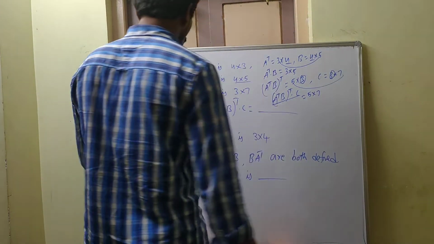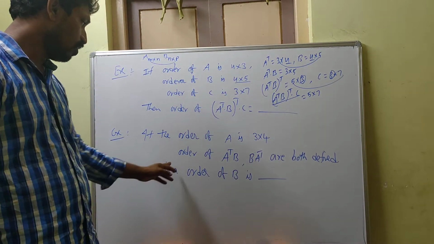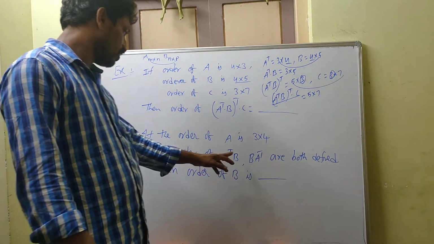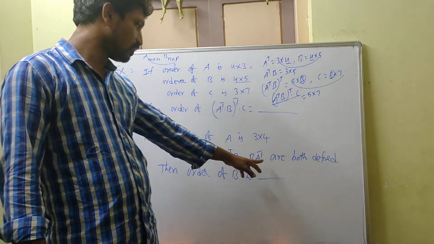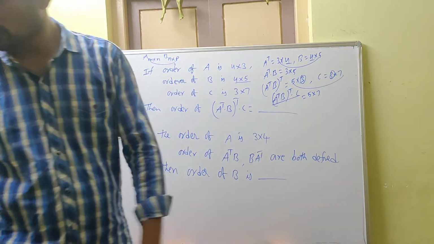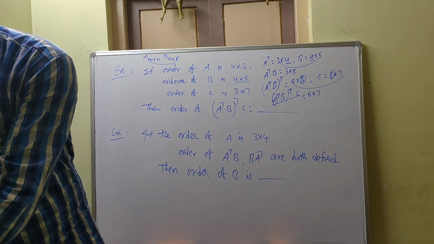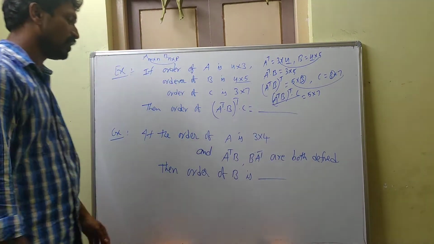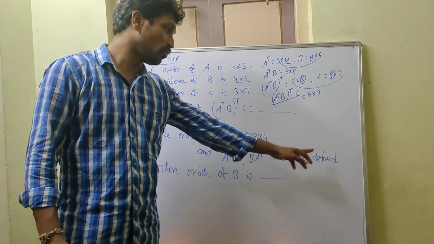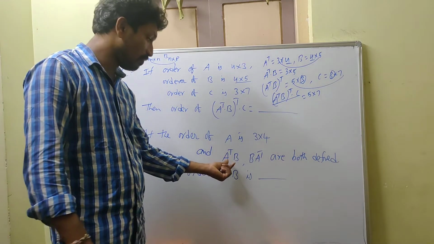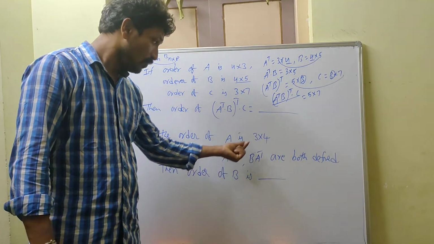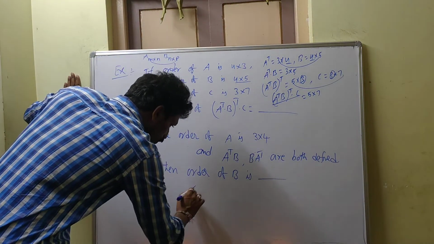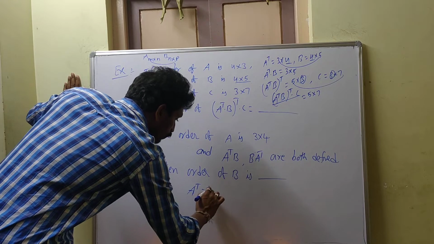Next one. If the order of A is 3 by 4, and A transpose B, comma, B into A transpose are both defined, both defined means we have to go through 3 by 4. First of all, what is the order of A transpose? 4 by 3.